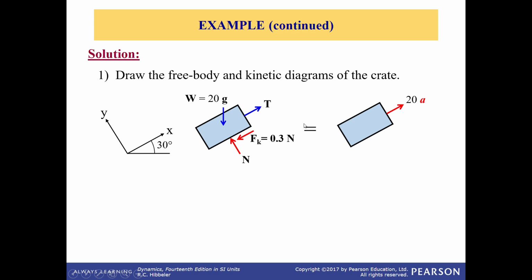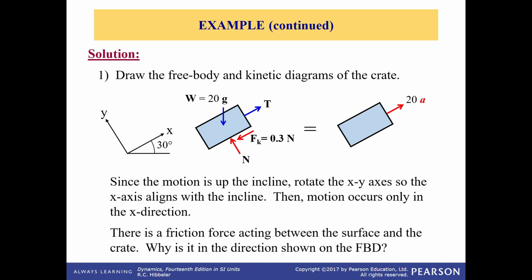Now you need to draw the kinetic diagram, which is the same crate that you drew here, but you need to indicate the motion direction. The direction of the motion is upwards, so this one will be ma. m is the mass of the crate, which is 20 kilograms, times a. a is the acceleration. Okay, we finish this one, the free body diagram and kinetic diagram. Okay, this is the explanation. Technically, I have explained that.